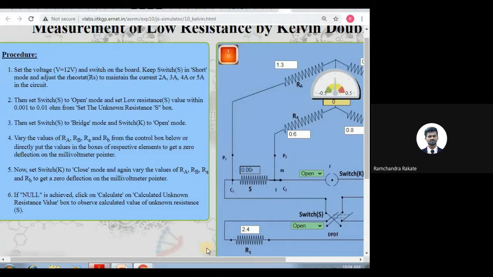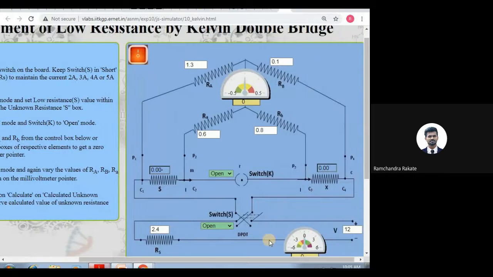Then set switch S to bridge mode and switch K to open mode. So you can just note down here, when you are following a certain procedure, you just need to concentrate on nomenclature and notation. Here S is a notation, that is set switch S. We have to keep it in the bridge mode. So we will change that switch S into the bridge mode.